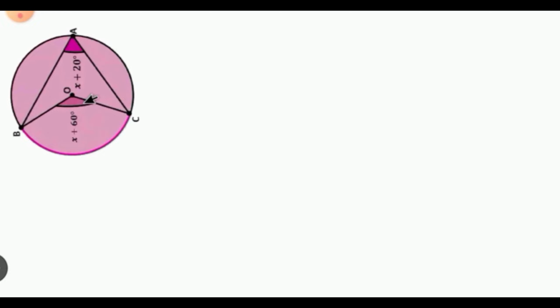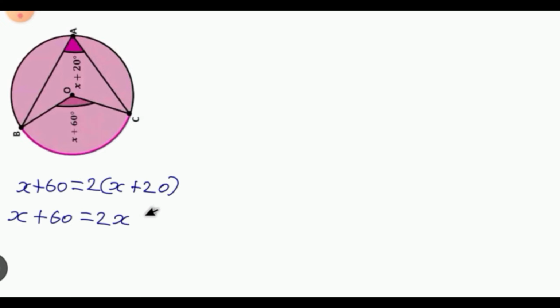So I'm going to write it in this format. And here, if you look at this circle geometry, we're looking for x in this question. So we can write it like this: x plus 60 equal to 2 bracket x plus 20. So here now I can open the bracket first.